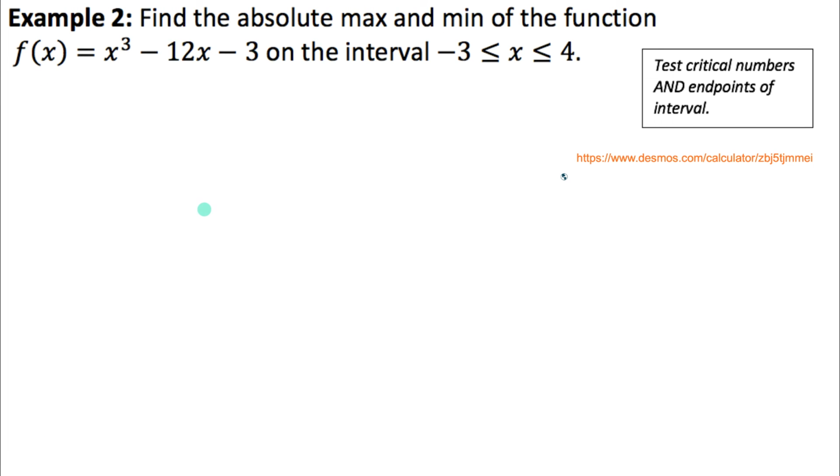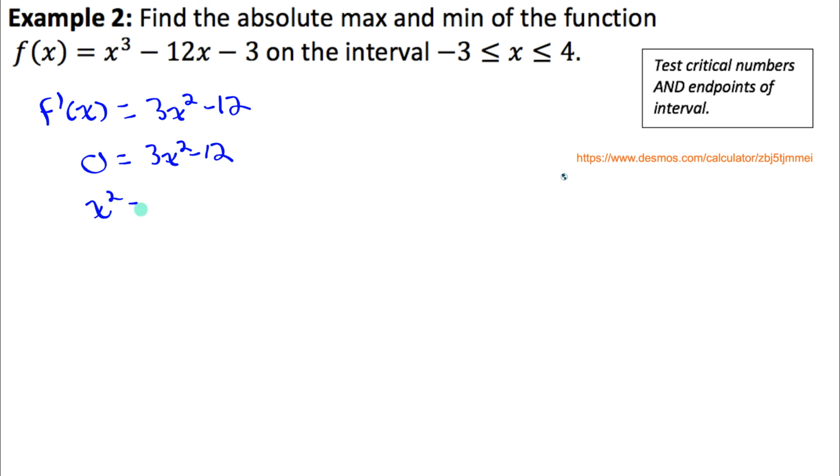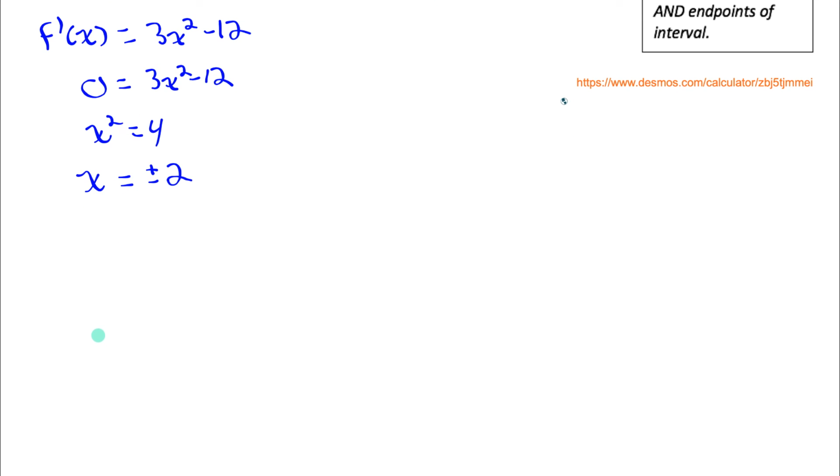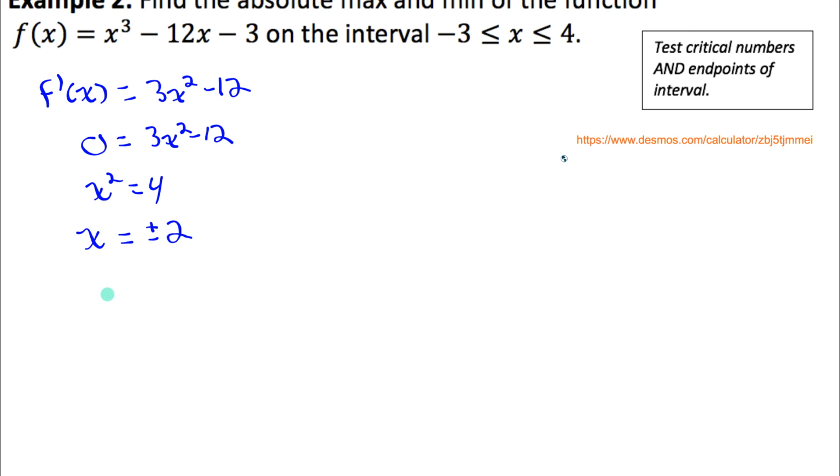So let's start by finding the critical numbers. Critical numbers are numbers that make the derivative be 0 or undefined. So let me find the derivative. It would be 3x squared minus 12. That's a continuous function. It can't be undefined, but it could be 0. So let's solve for when is this 0. We get x squared equals 4. X equals plus or minus root 4, which means plus or minus 2. So we have 2 critical numbers, positive 2 and negative 2.